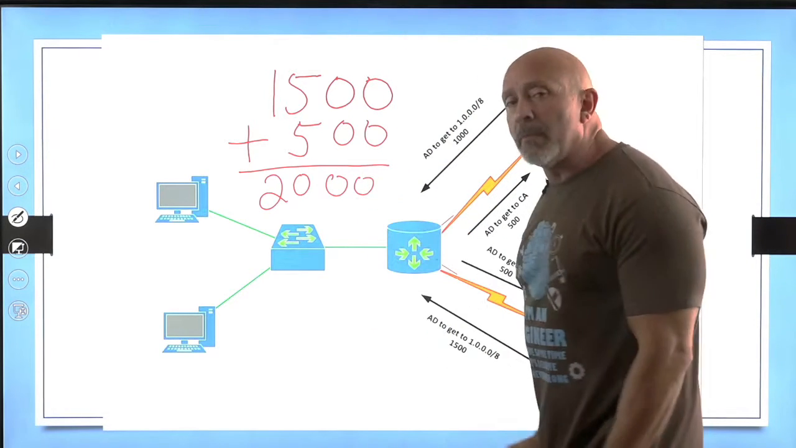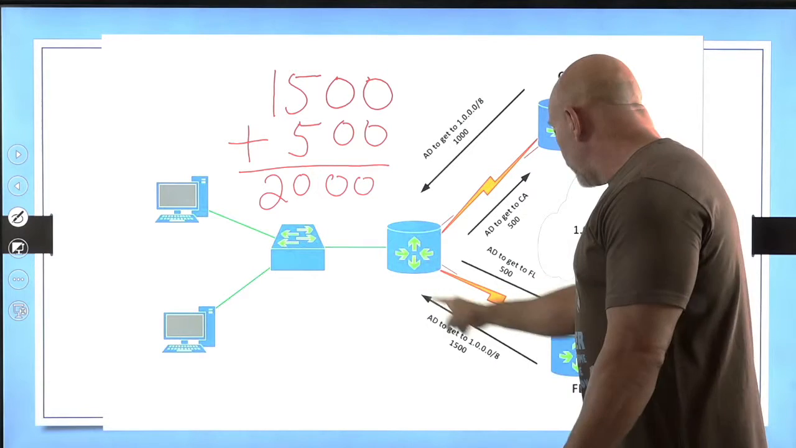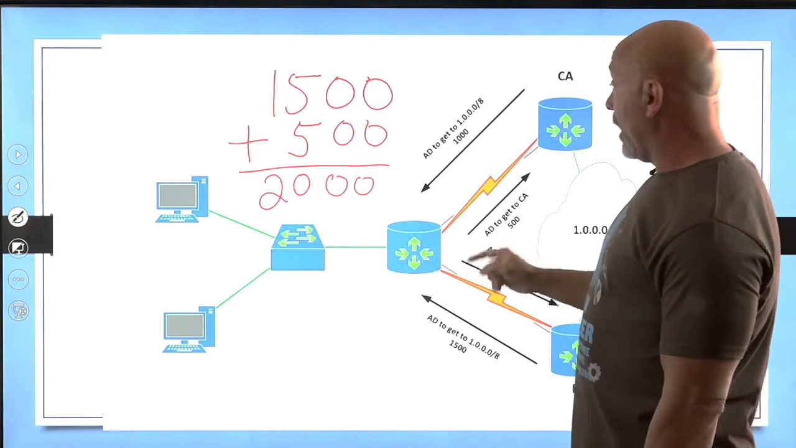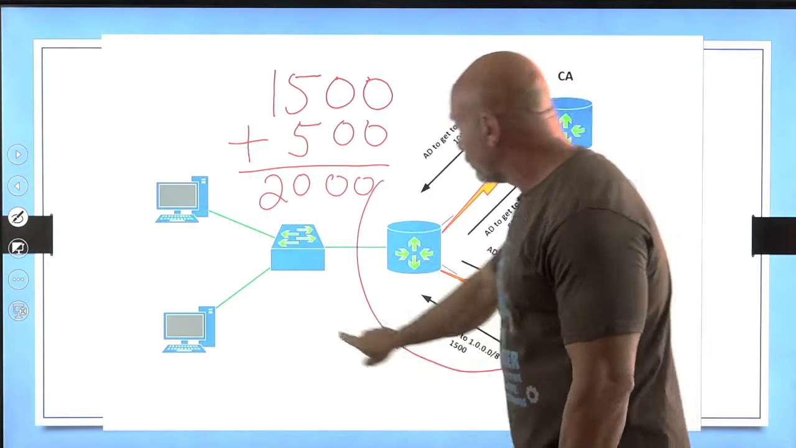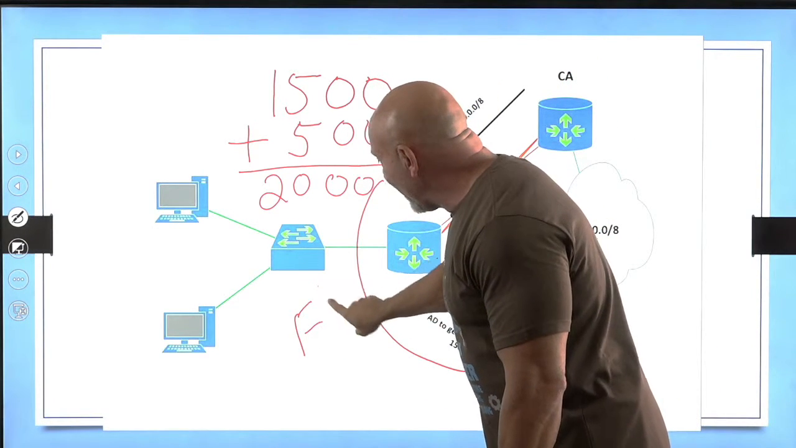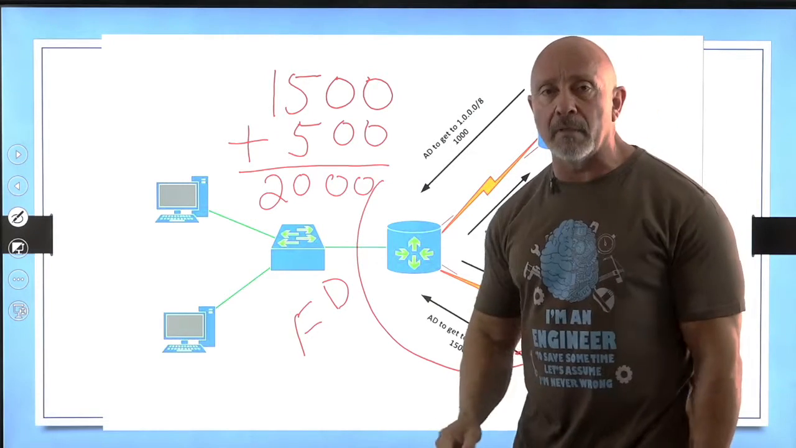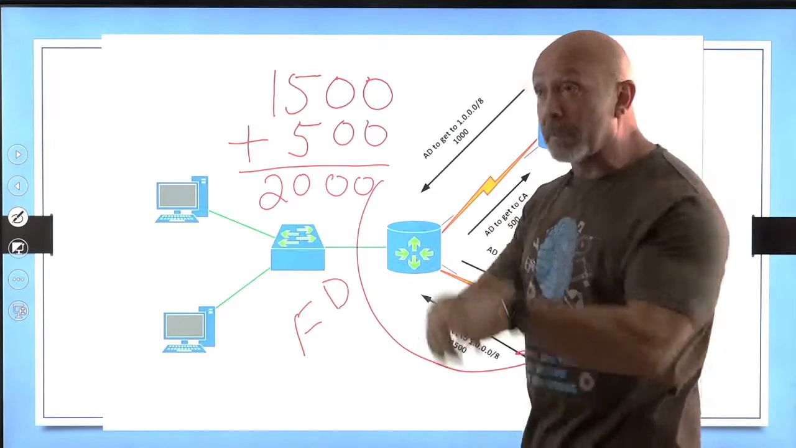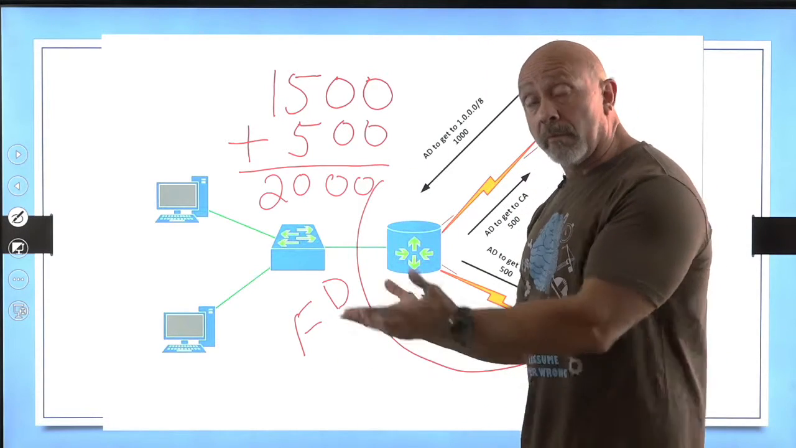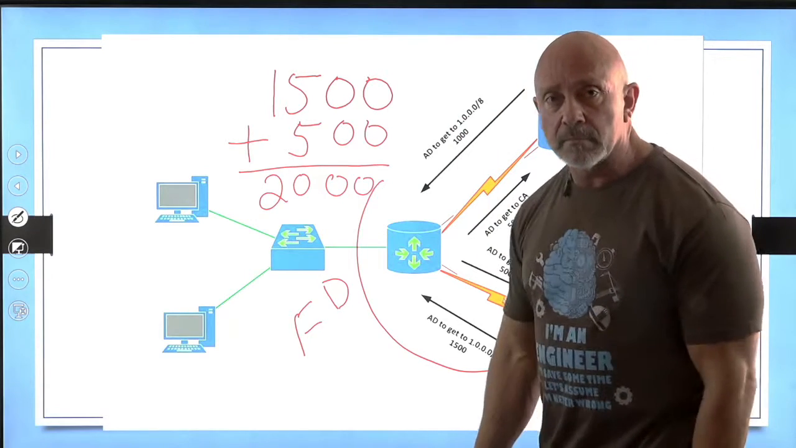Well, it's going to cost me more to get to this network if I go down this way. So then that feasible distance over here is bigger than California, because California was 1,500. So it's going to choose based on the feasible distance, which is the best path to the remote network, which you just went over in the terminology. So I'm going to go the other way.